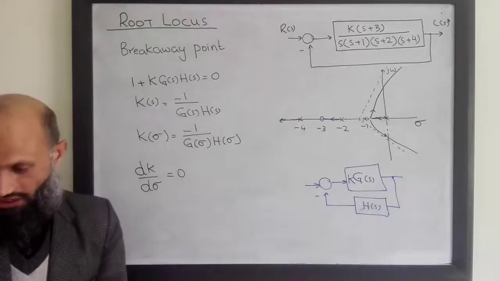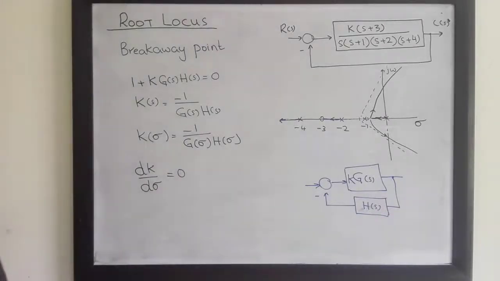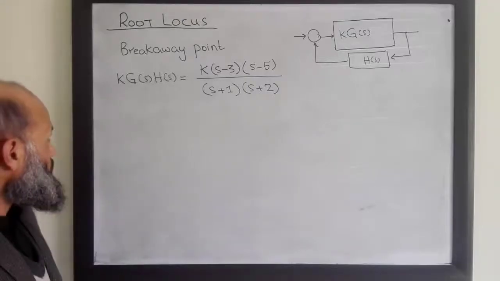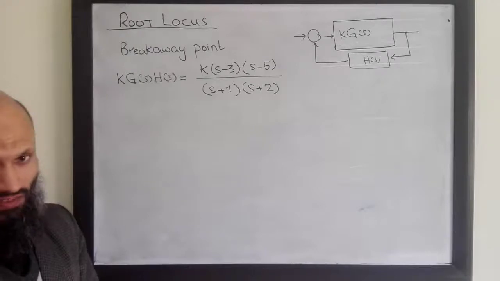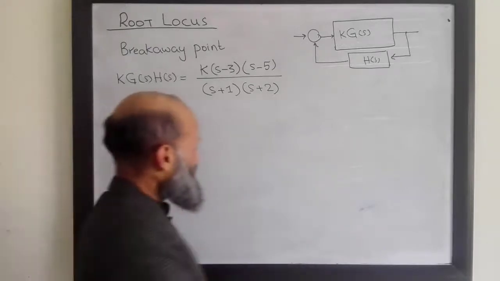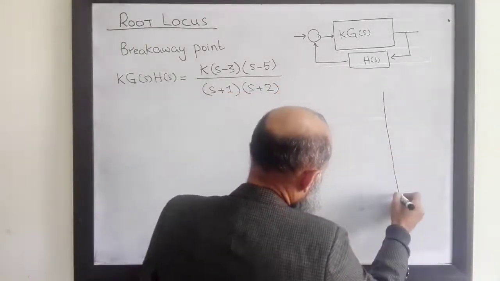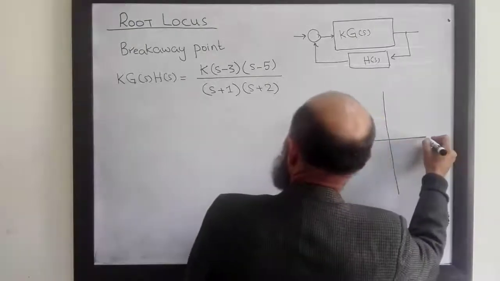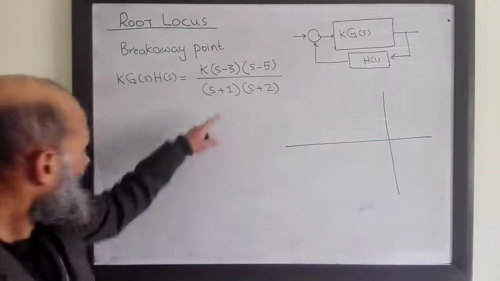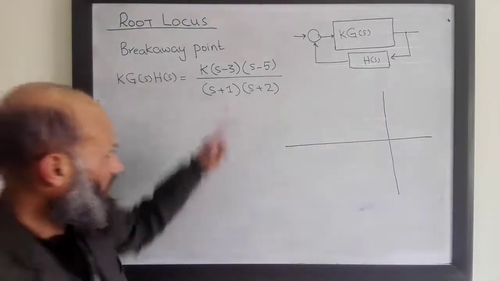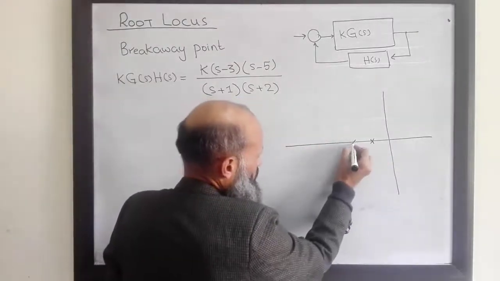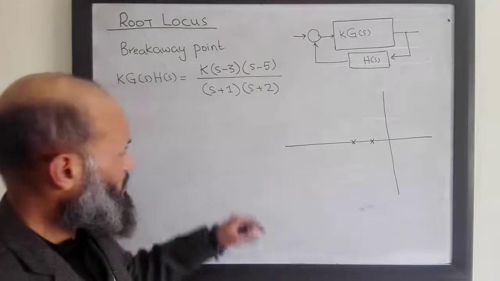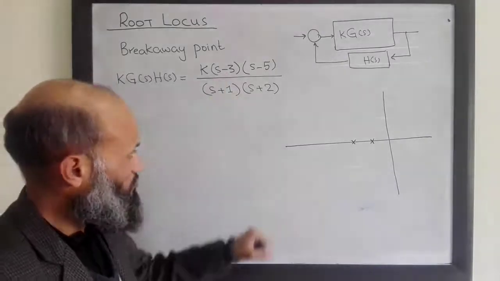Let's elaborate it with the help of some example. So we have this system. For this system we can sketch the root locus. A rough sketch is given by this graph. We have one pole at s equal to minus 1, another pole at s equal to minus 2, and there is a 0 at s equal to plus 3.